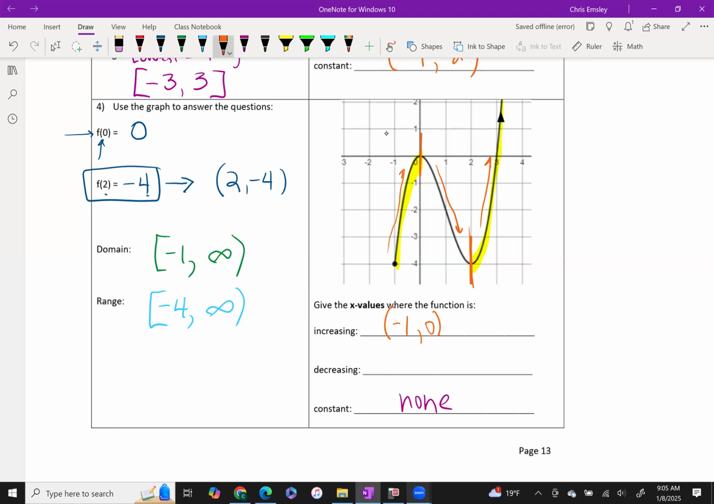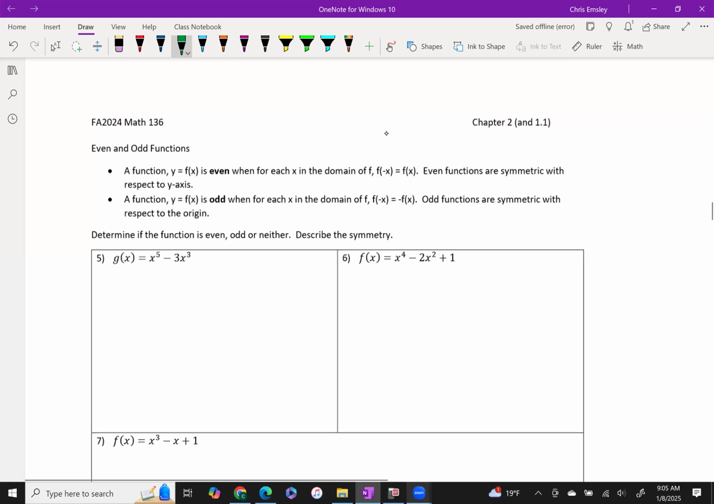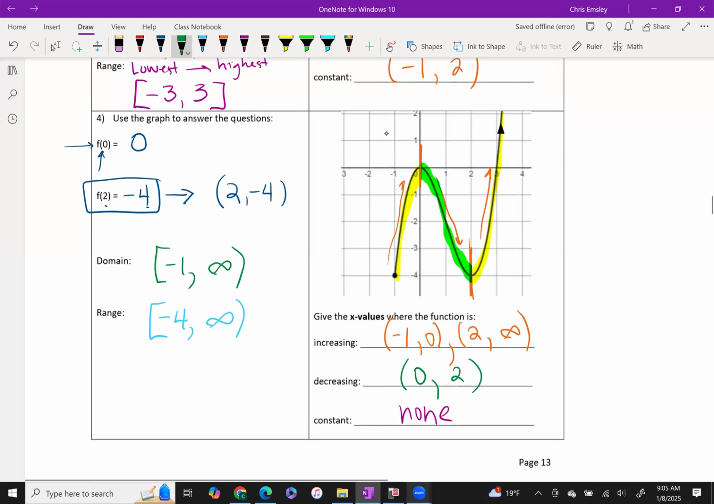And that section begins at x equals 2. And here it doesn't have an endpoint. It keeps going and going and going. So it's increasing as far as we know forever and ever after that. Decreasing is our little middle section here. Again, we want to use x values to show where that decreasing section begins and ends. Begins at x equals 0, ends at x equals 2.